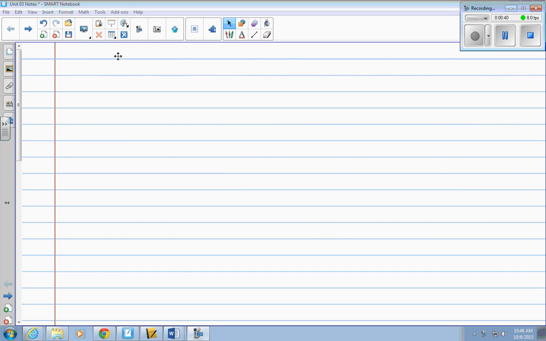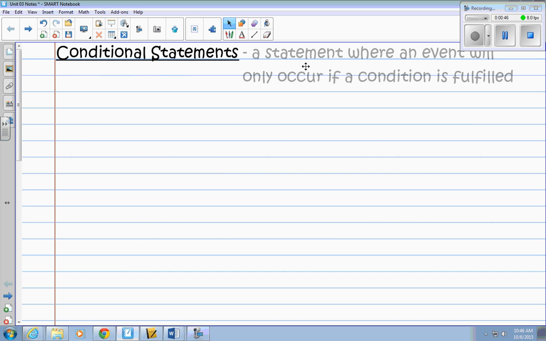All right, so the first thing we need to know when we're talking about reasoning and proof is what a conditional statement is. A conditional statement is a statement where you state that an event will only occur if a certain condition is fulfilled, thus the name conditional statements. They're usually written in the format of if-then. So if something happens, then something else will happen.